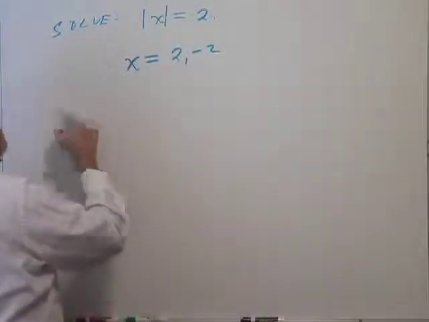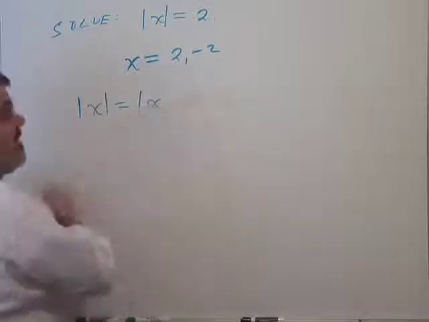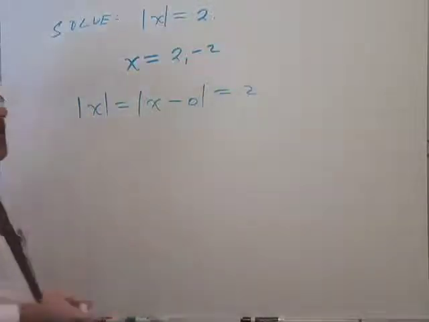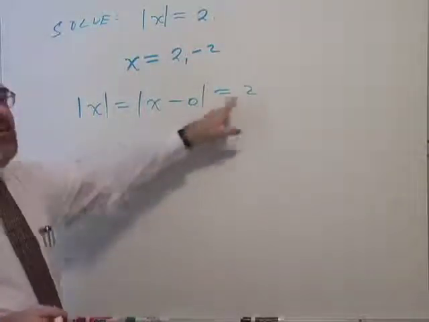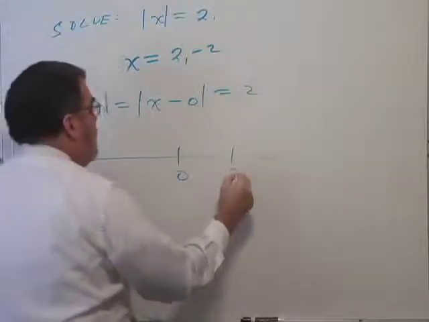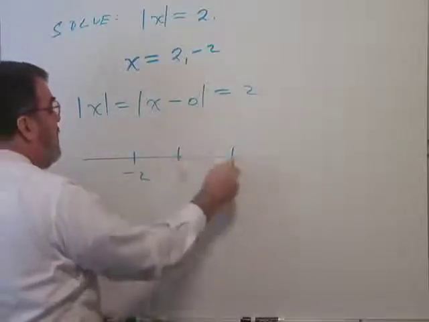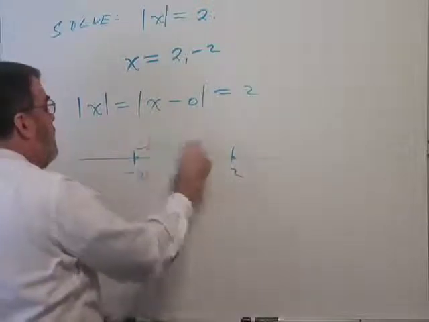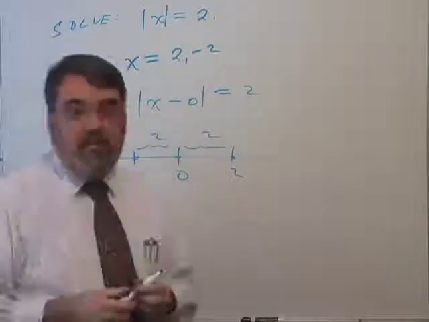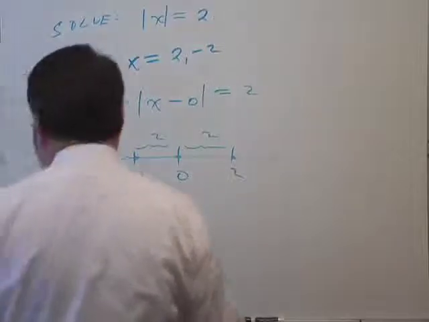This describes, and I'm going to write it this way, the absolute value of x as the same as the absolute value of x minus 0. This describes all the numbers x which are a distance of 2 from 0. So on the number line, it's quite visual. What numbers are a distance of 2 from 0? That would be negative 2 and positive 2. End of story.